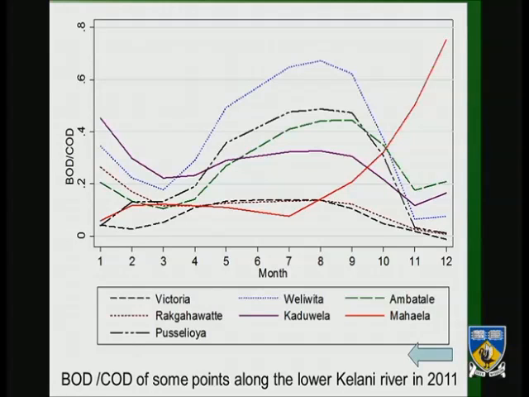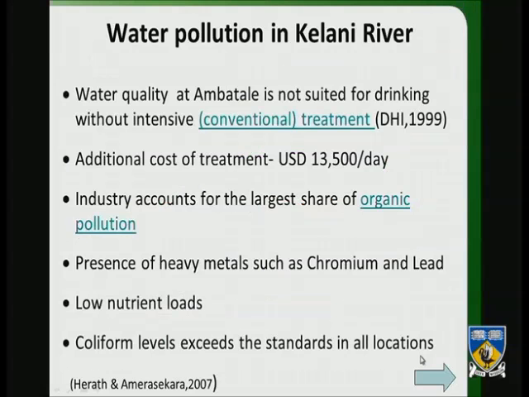So as you see in most of the river locations, here I have put some river locations, and this green color is where we extract drinking water. So at most of the points, we can see the industrial pollution is high. In addition to organic pollution, they noticed that we have heavy metals, chromium and lead, and to our surprise, nutrient loads like nitrates and phosphates are very low. So it is at accepted levels. And coliform levels are very high in all the locations.